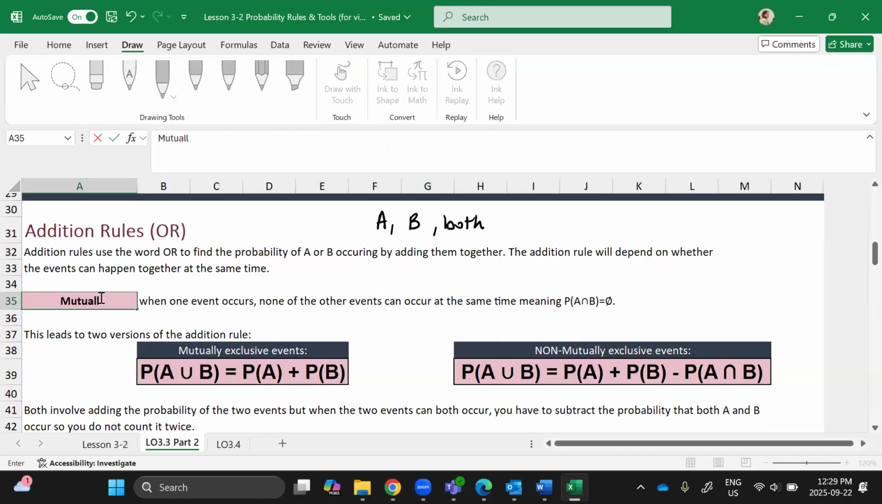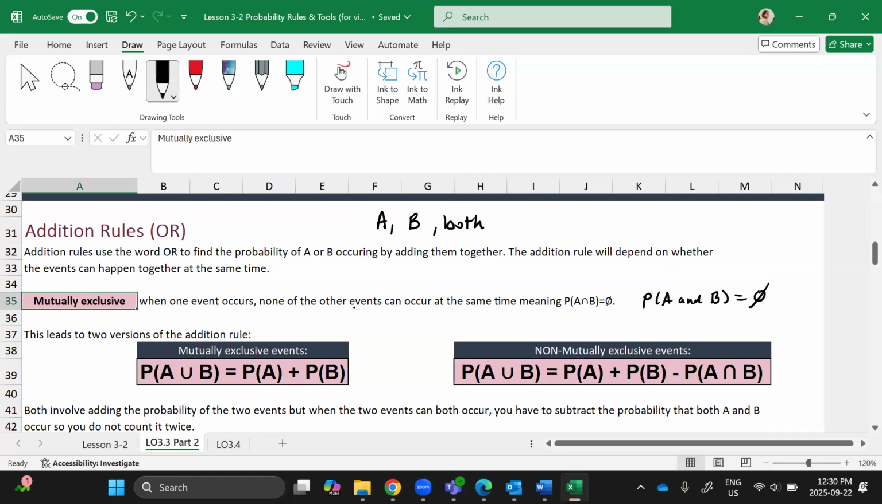In order to apply addition rules with the word or properly, you need to understand what the word mutually exclusive means. Mutually exclusive is a term in probability that means that the events cannot occur together. Another way of saying that is the probability of A and B is 0, or the empty set, where again this intersect symbol means and, that they happen together. So the both probability would be 0. That's what mutually exclusive means. They can't occur at the same time.